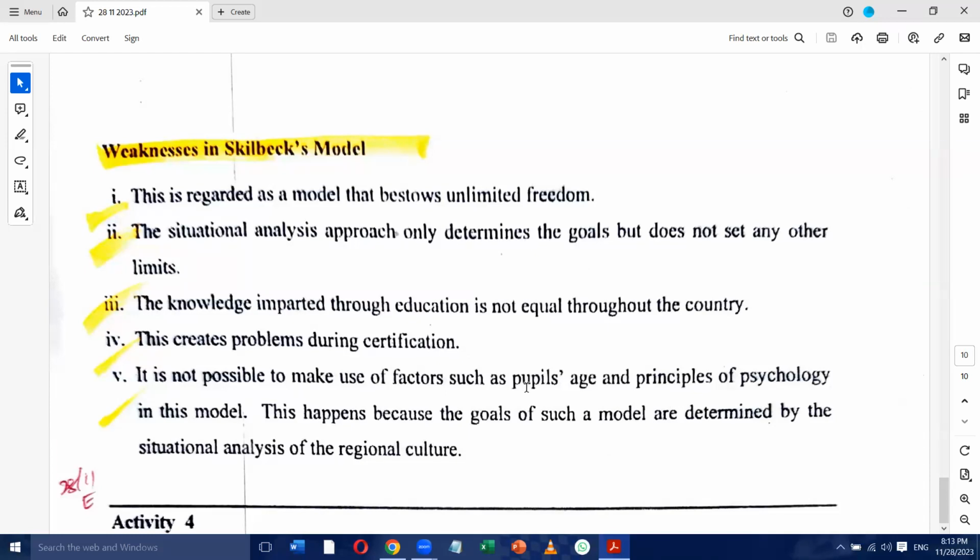Towards the curriculum. Yes, excuse me. Yes. Sorry, there was a disturbance.